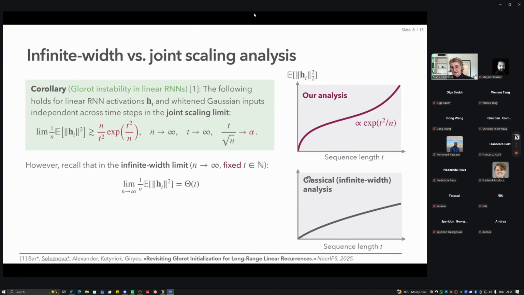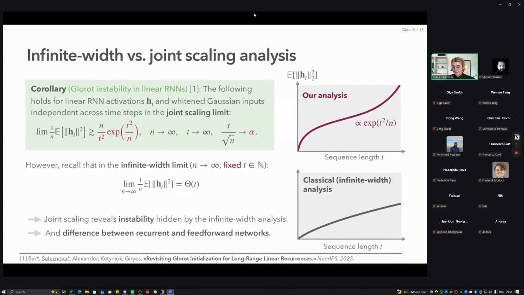So the pictures here compare results of the classical infinite width analysis that you will find throughout the literature and our joint scaling analysis on these long-range recurrent models. What we see is that the joint scaling analysis reveals instability of Glorot initialization that's completely hidden by the infinite width analysis. And maybe even more interestingly, this analysis shows us the difference between recurrent and feed-forward signal propagation that we couldn't see at infinite width.